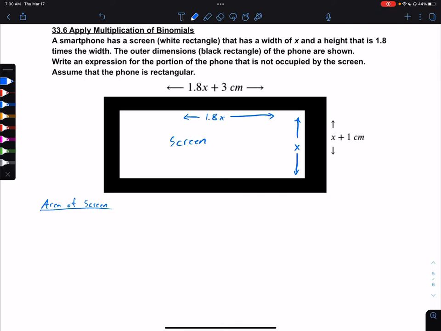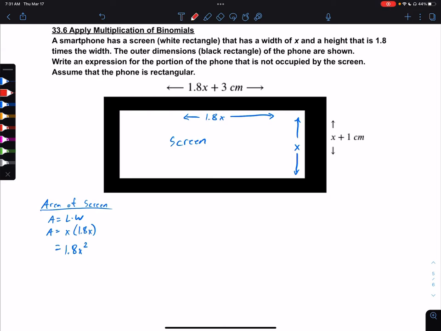The area of the screen, length times width, right? That would be x times 1.8x, which for us is pretty easy. It's just 1.8x squared. Okay, so that's the area of the screen.